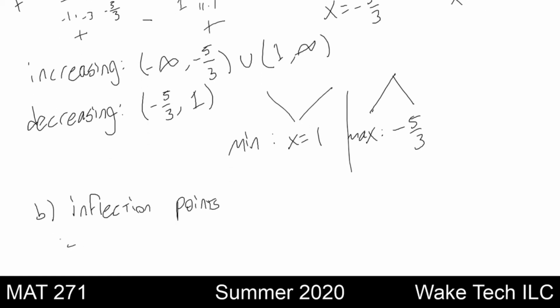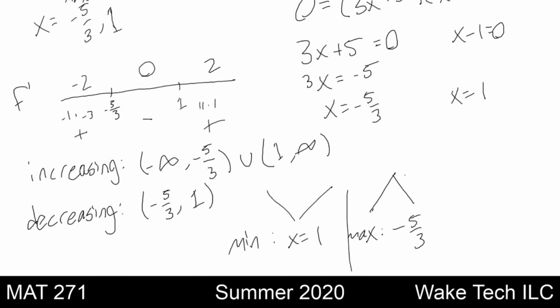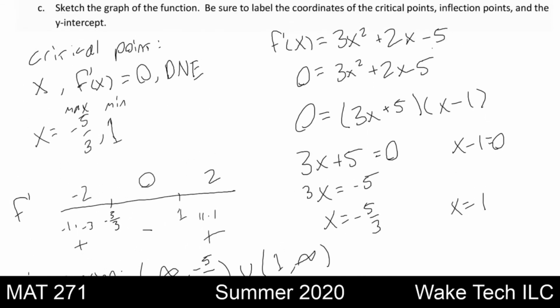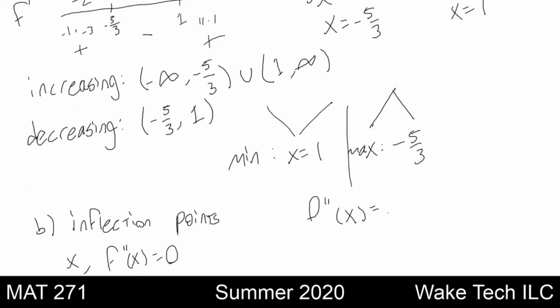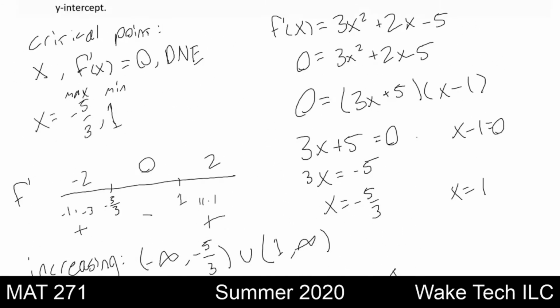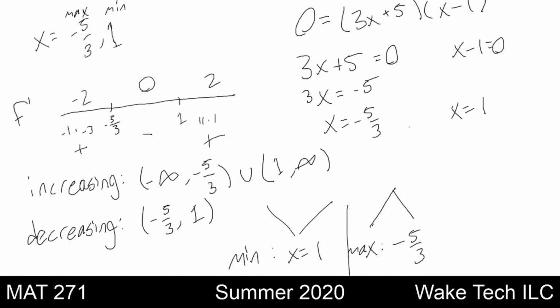It is another x value, specifically where f double prime of x is equal to 0. Knowing this, we can simply find what f double prime of x is, and set it equal to 0. So if f prime is equal to this, then we take the derivative of that. That is 6x, plus 2.